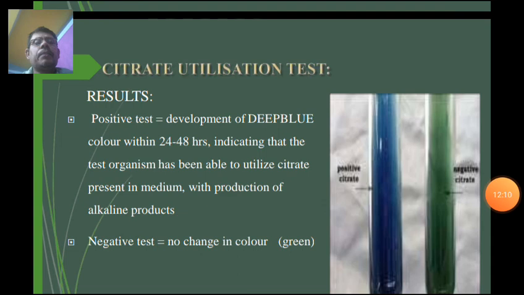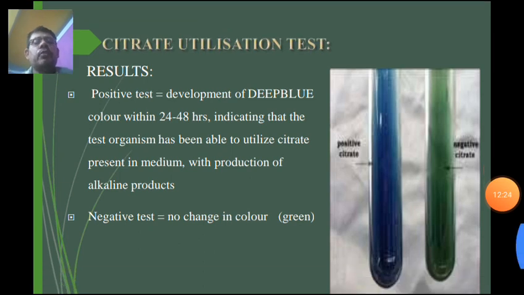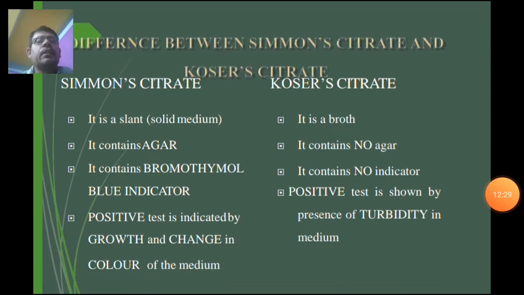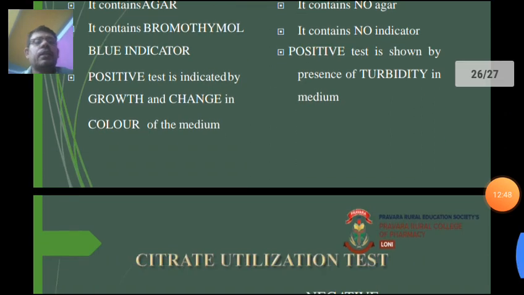In case of positive, the test develops a deep blue color within 24 to 48 hours, indicating the test organism has been able to utilize the citrate present in the medium, with production of alkaline products. Negative shows no color change, generally a green color. The Simmons citrate test uses a slant culture, while Koser's uses a broth culture. Simmons contains agar, Koser's contains no agar. Simmons contains the bromothymol blue indicator, Koser's uses no indicator. A positive test is shown by growth and change of color of the medium, and turbidity of the medium in case of Koser's citrate reagent.